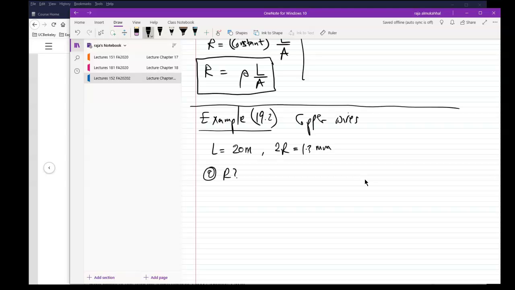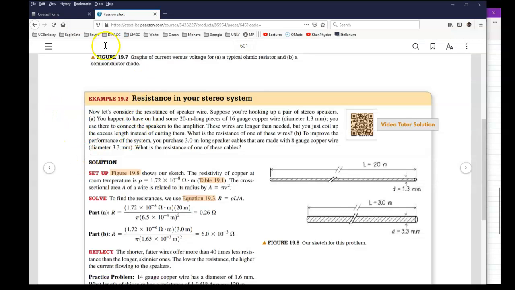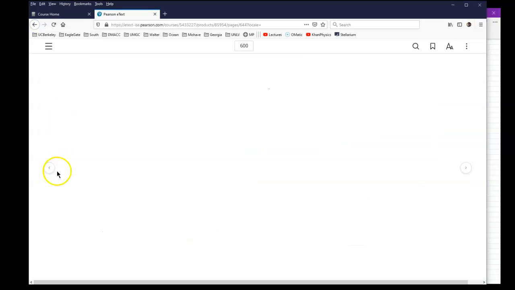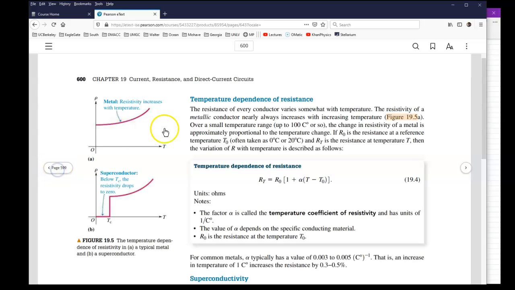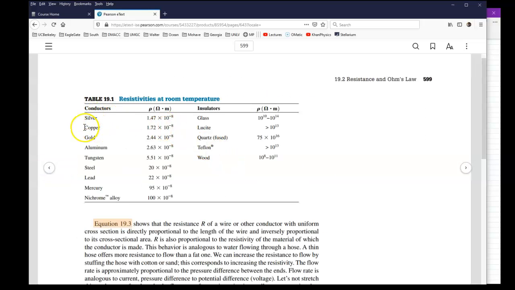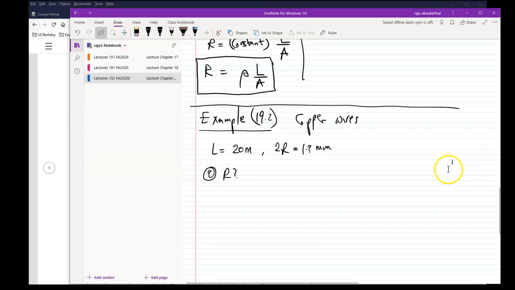Okay, now since he mentioned copper, right? So I'm going to go to the table. Page 599, I think. And then I have for copper 1.72 times 10 to the negative 8. Do you see that, guys? So for copper is 1.72 times 10 to the negative 8 ohm meter.